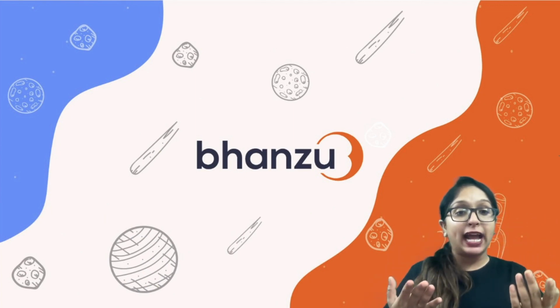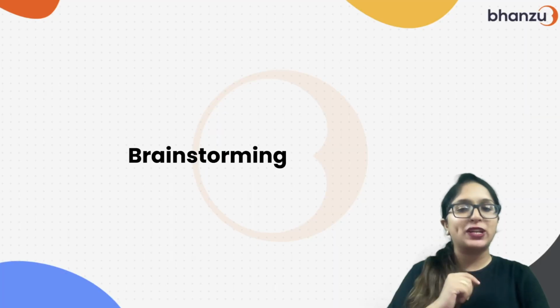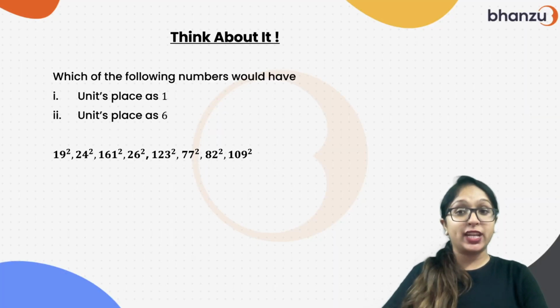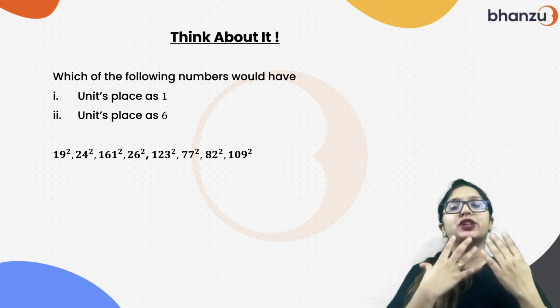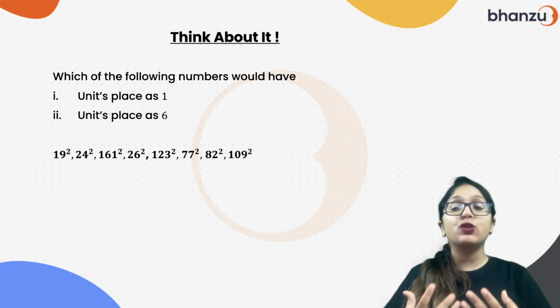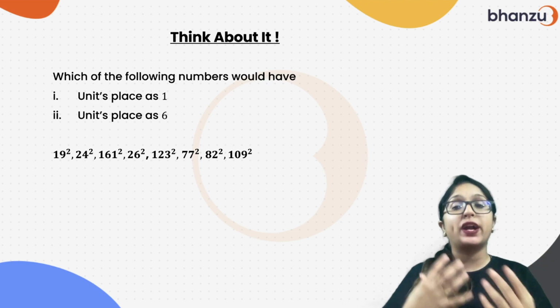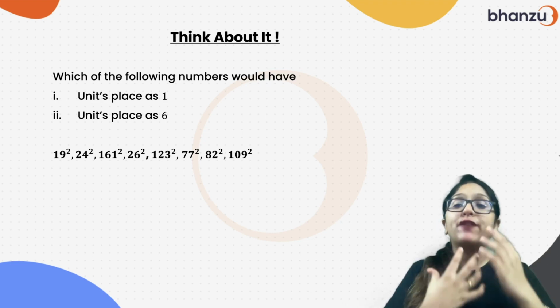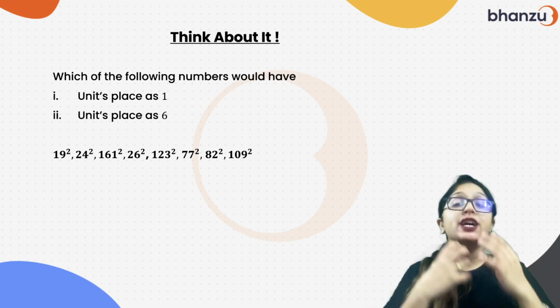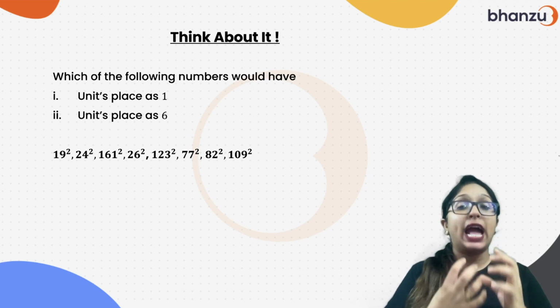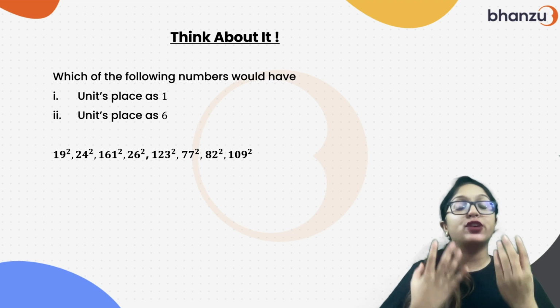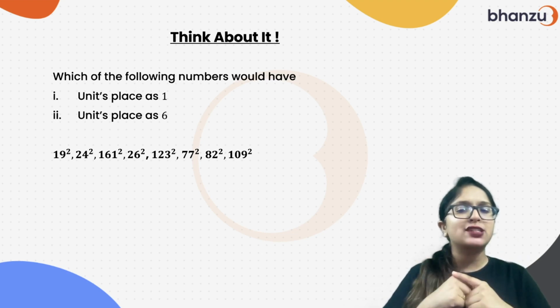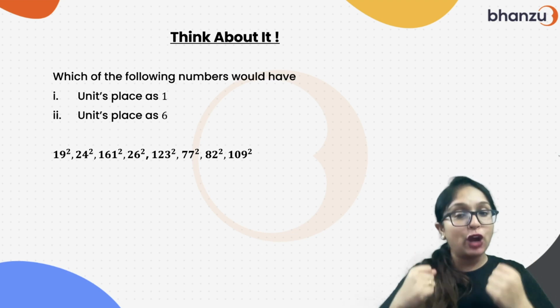But before we learn that, let me quickly ask you one question to think of. The question is, which of the following numbers would have units place as 1 and units place as 6? You can see a few numbers: 19 squared, 24 squared, 161 squared. When you square these numbers, which of these will have units place as 1 and which of these will have units place as 6? Do you know the answer to this question? And do you know how to find it?